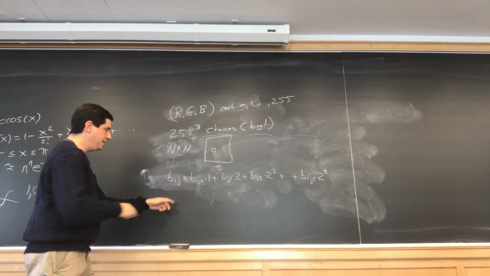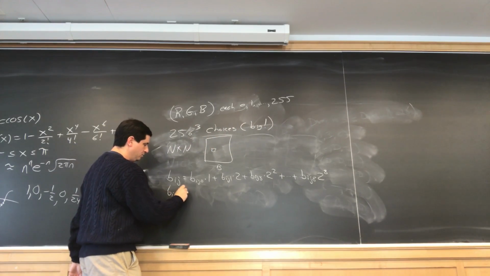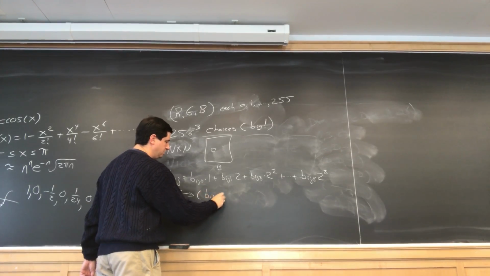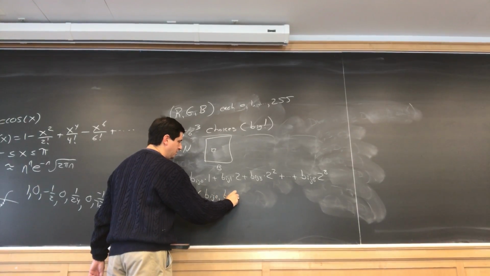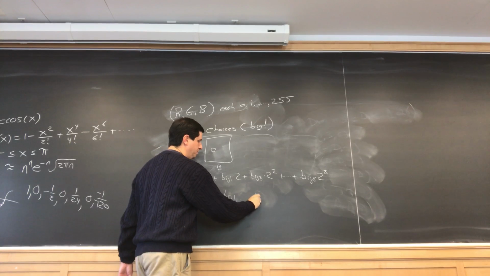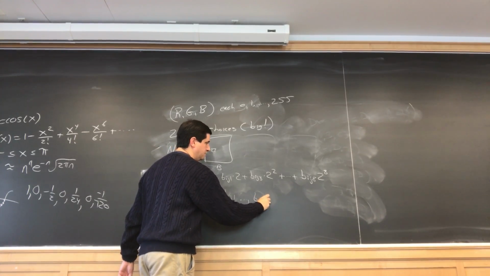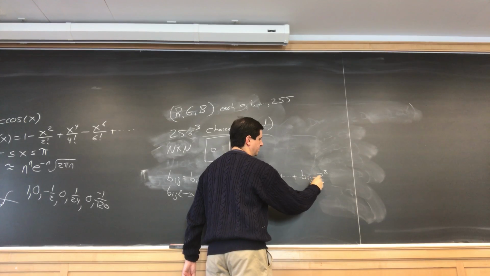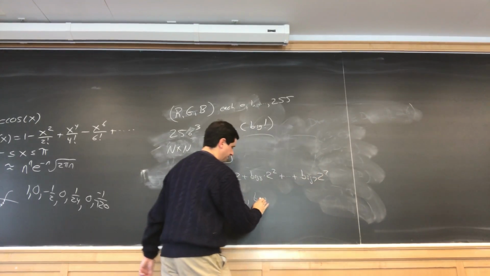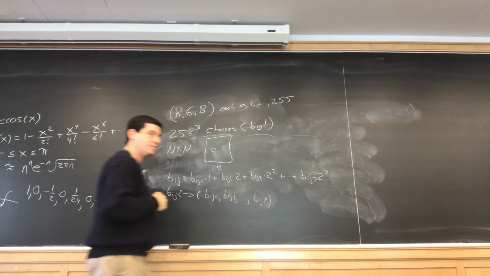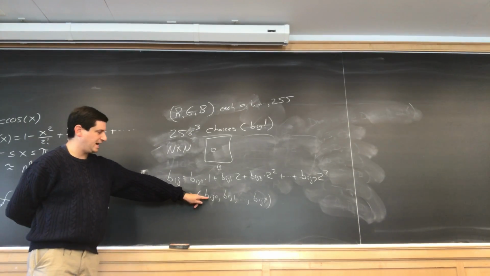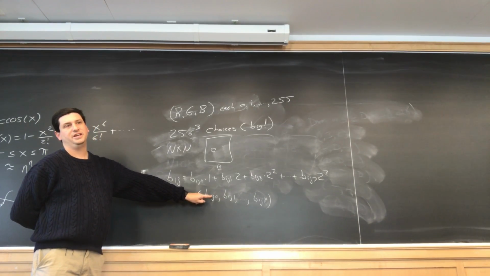So you give me any pixel value, and I can associate it to a triple b_ij0, b_ij1, b_ij8. Oh wait, no, we would go up to 7, sorry. Let's start with the 7. Okay? If I change just the last digit, is it going to change the color by that much?